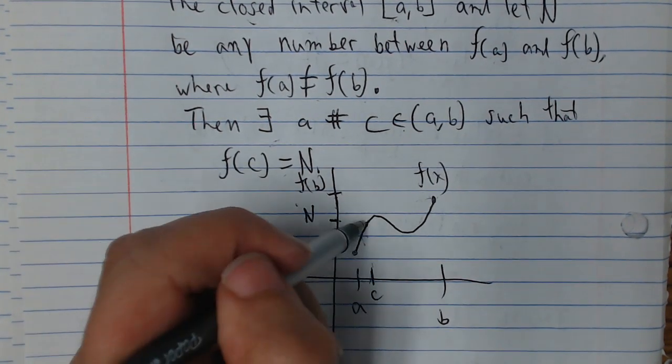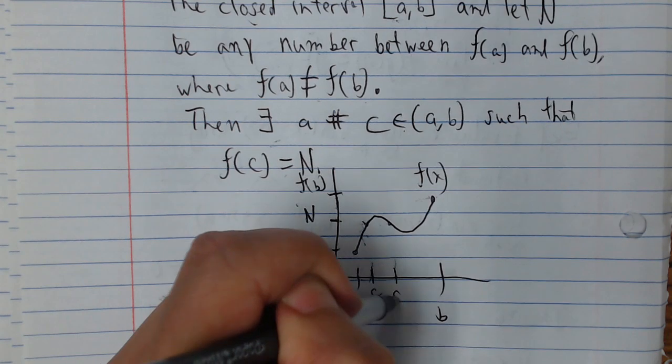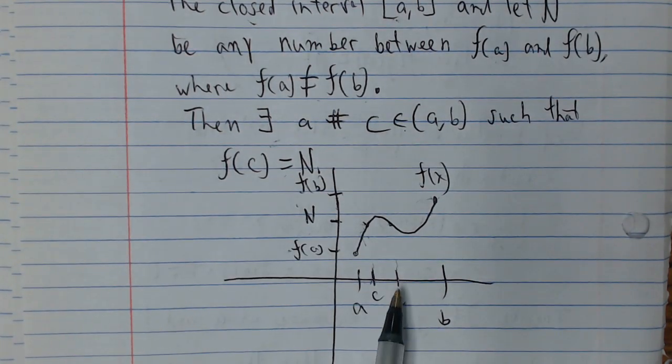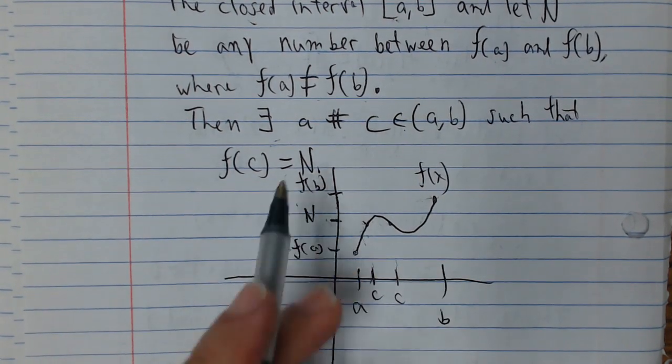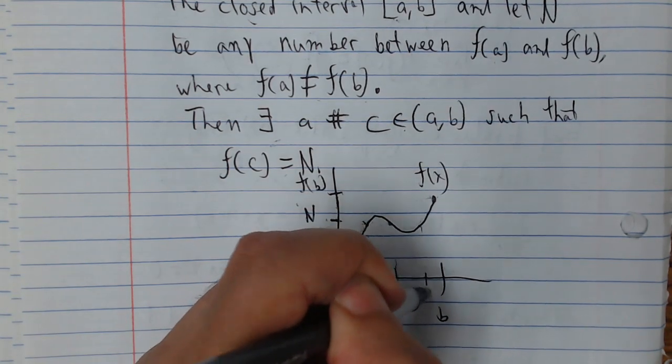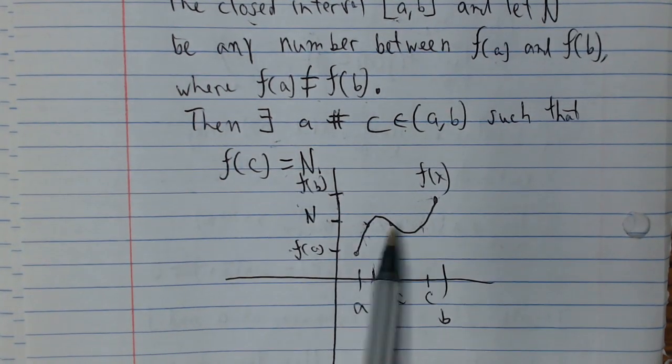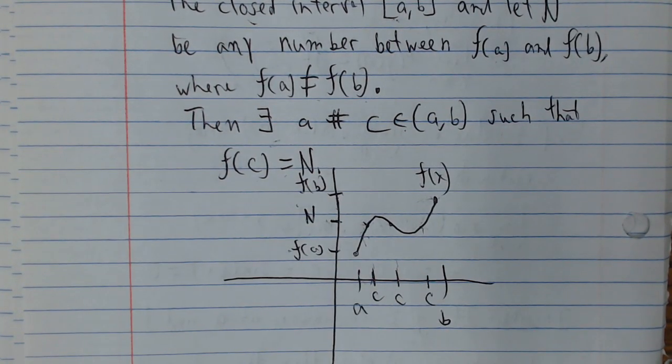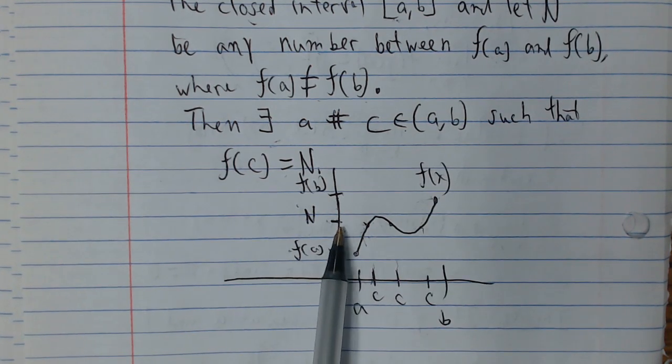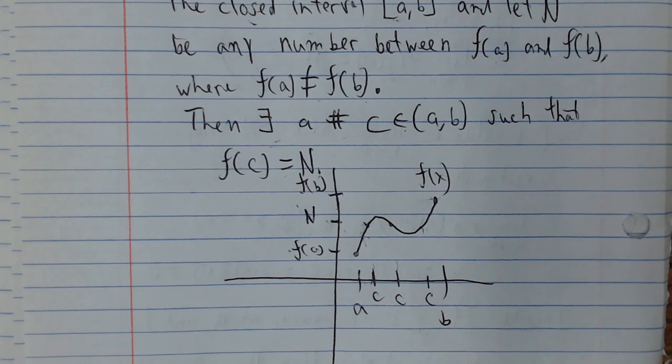Now, there's, in fact, more than one. We can call this also c, right? If I plug this x value into my function, it'll also take me to N. And lastly, there's also another one here, where if I plug this in. But what we care about is, does there exist at least one? The whole purpose of the intermediate value theorem is that it tells you there's at least one place. You're guaranteed to have at least one place where if you plug that x value into the function, you'll get that y value that we're calling N.